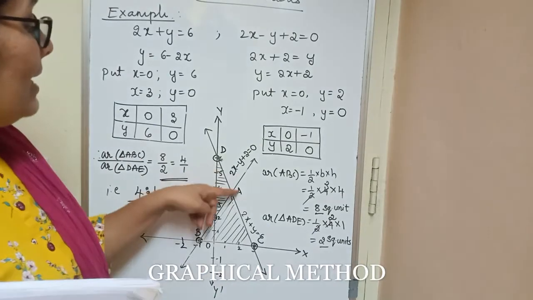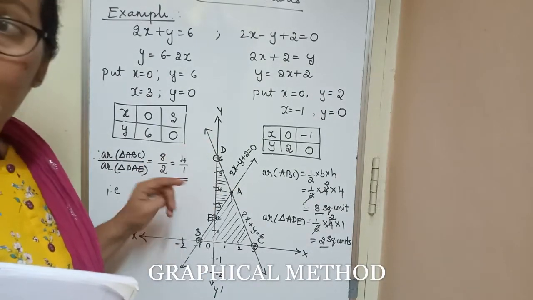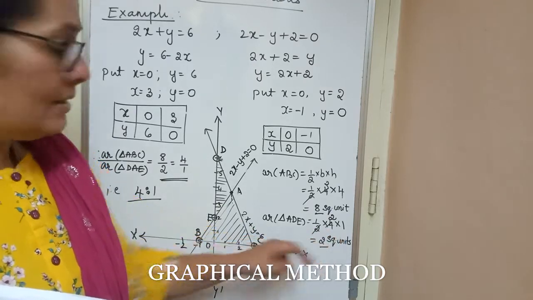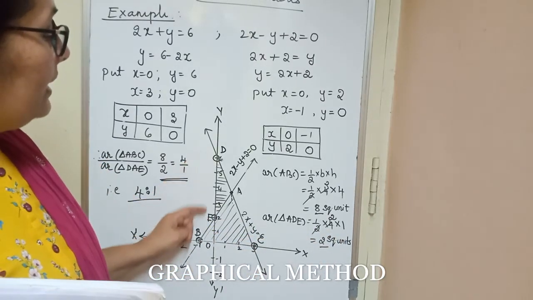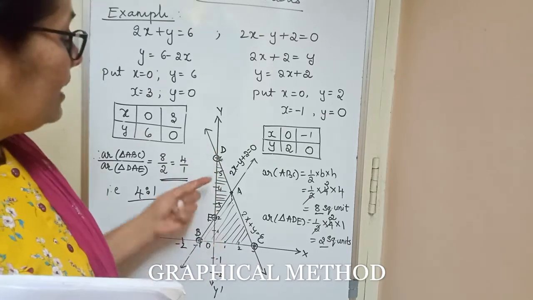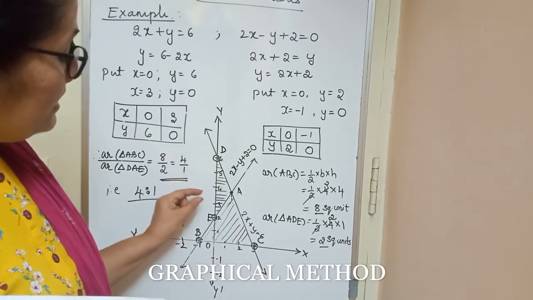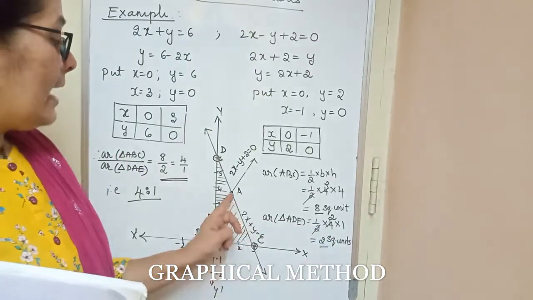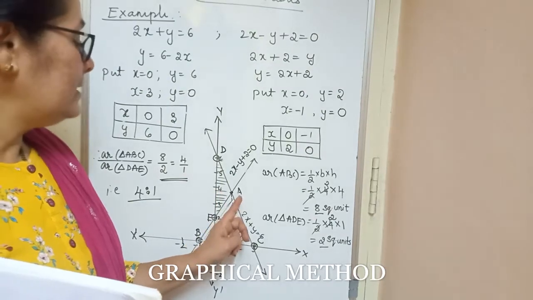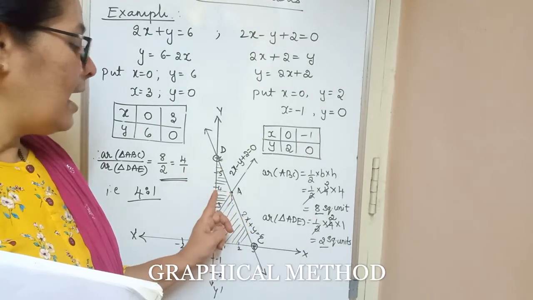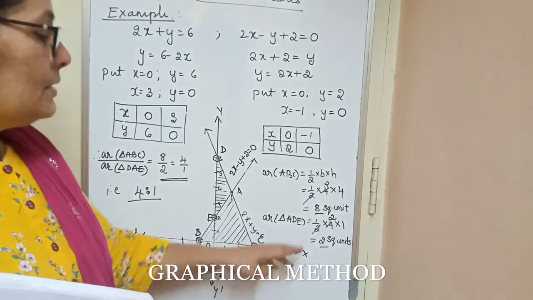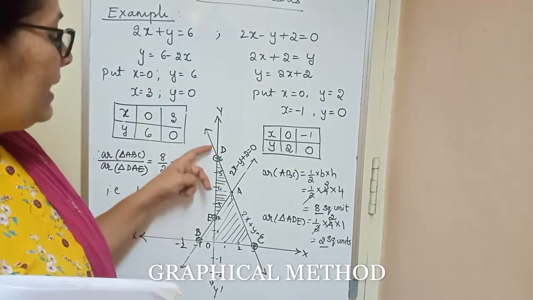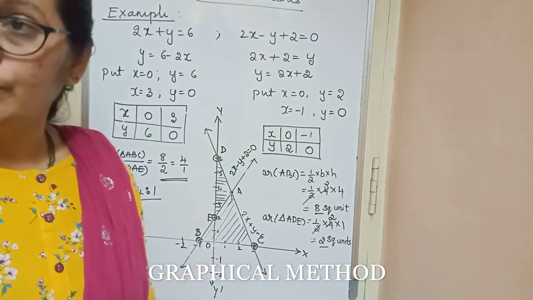Similarly for triangle ADE, the area is half into base into height. Here the base is DE. How many units? 1 unit, 2 units, 3 units, 4 units. So DE is 4 units and the height is 1 unit, that is this one. So the area is 2 square units. The area of triangle ADE is 2 square units.